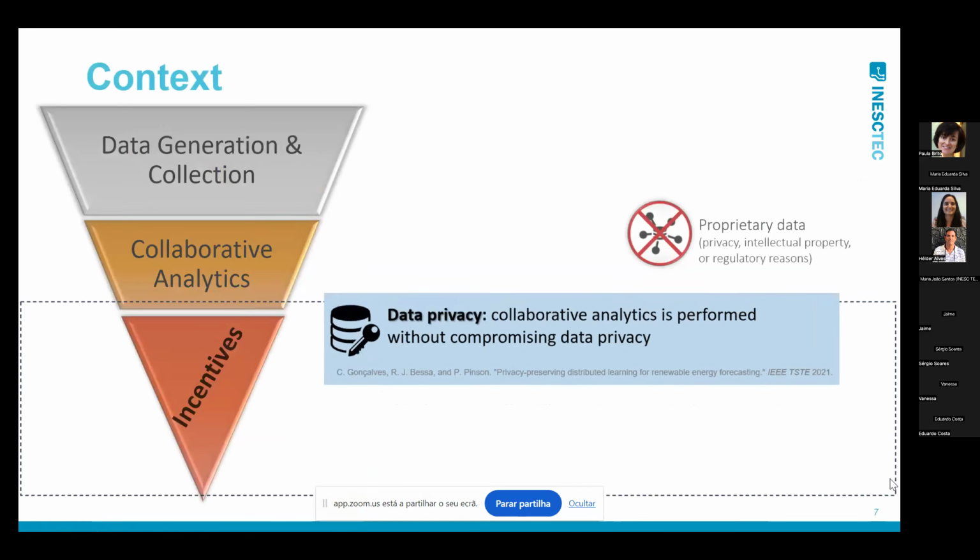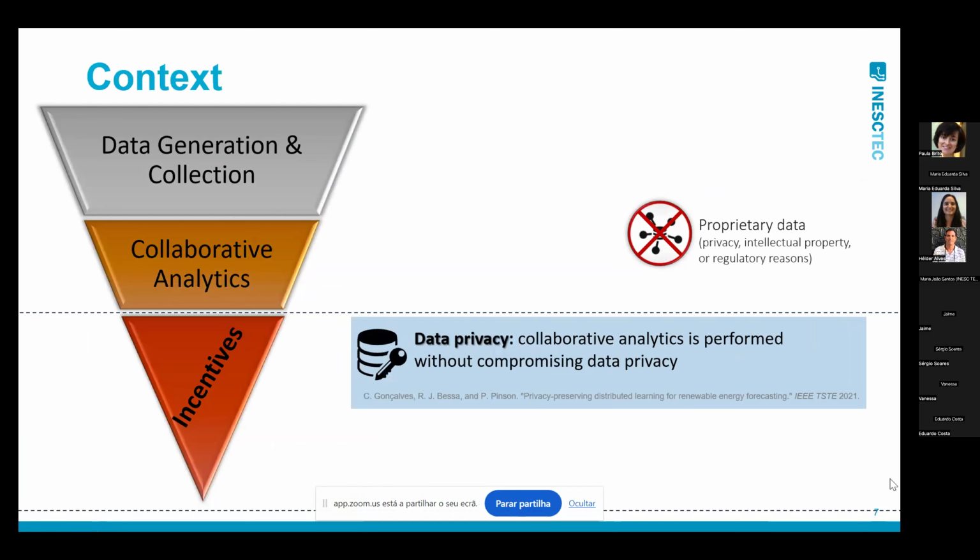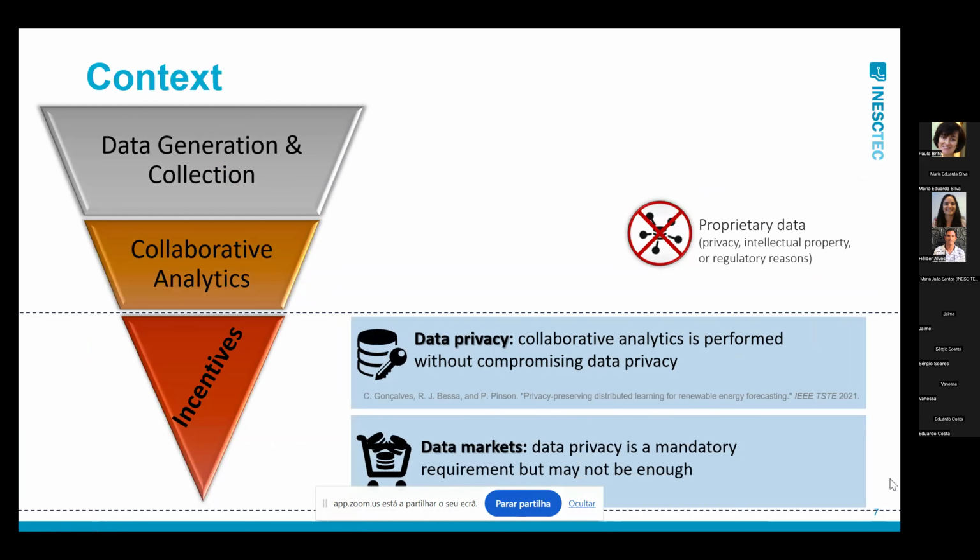And we answered that they could help their competitors if they receive some compensation. For example, a monetary compensation. And this is how we ended up designing data markets for multiple use cases.